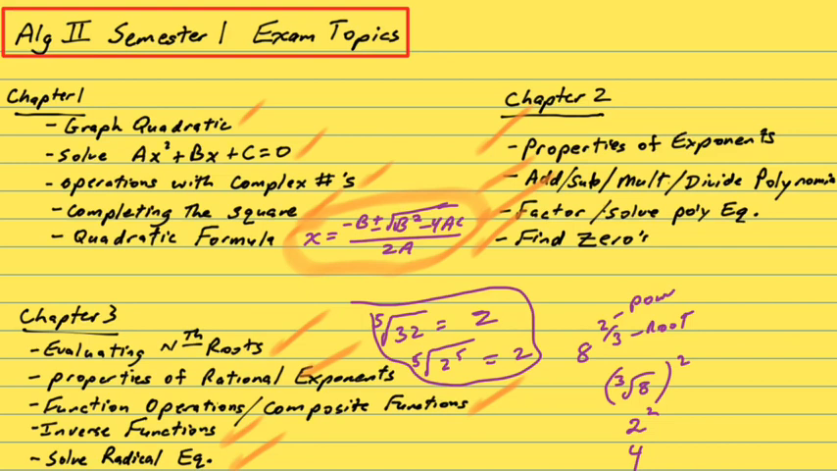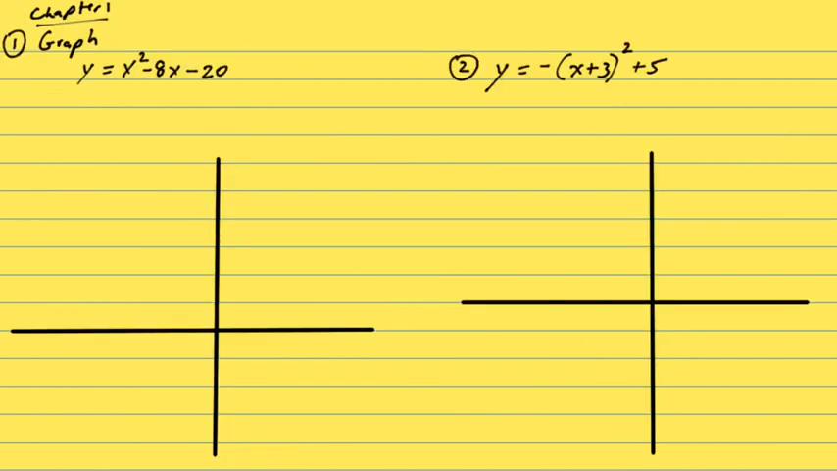Okay, we're going to start some problems from Chapter 1, such as graphing these parabolas, basically. I know the vertex occurs at x equals negative b over 2a. Your b is negative 8. So I have the negative of negative 8 over 2 times a, which is 1. That's 8 over 2, makes x equal 4. 1, 2, 3, 4. That's where the vertex will occur.